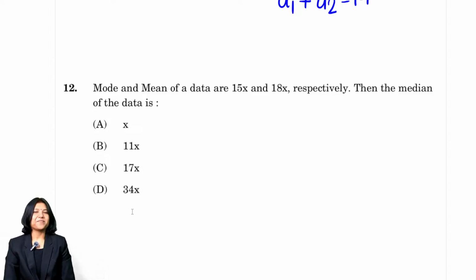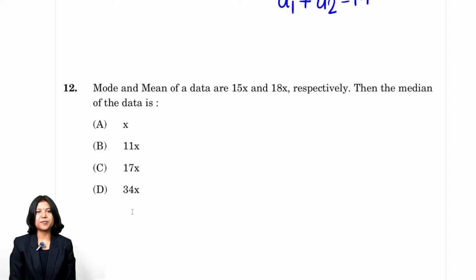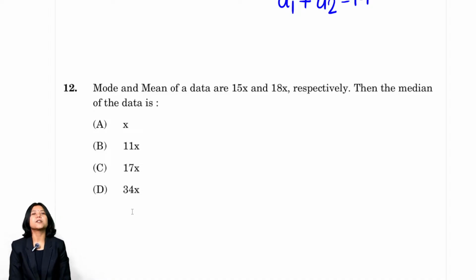And question 12. This is from mean, median, mode, statistics. I love this topic because it's easy. And there is one formula, the empirical relationship between the 3 measures of central tendency, as we call them. Mean, median and mode, they are called the measures of central tendency.